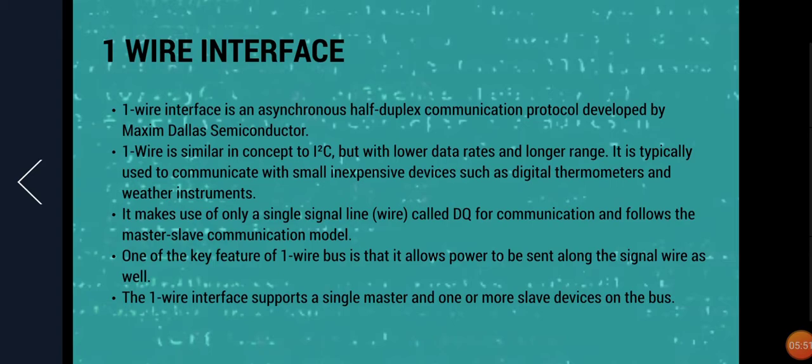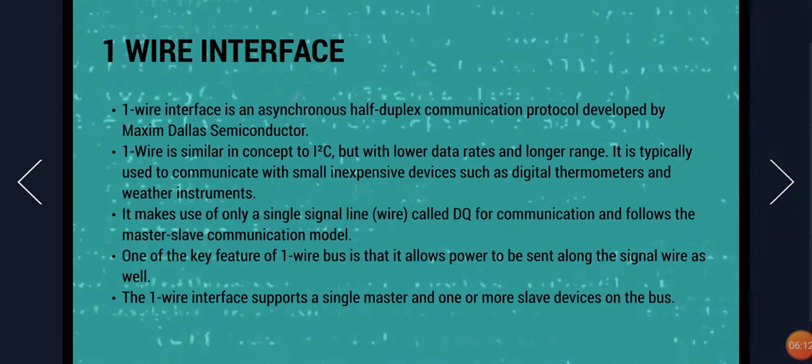It makes use of only a single signal line called DQ for communication and follows the master-slave communication model. One of the key features of the one wire bus is that it allows power to be sent along the signal wire as well. The one wire interface supports a single master and one or more slave devices on the bus.